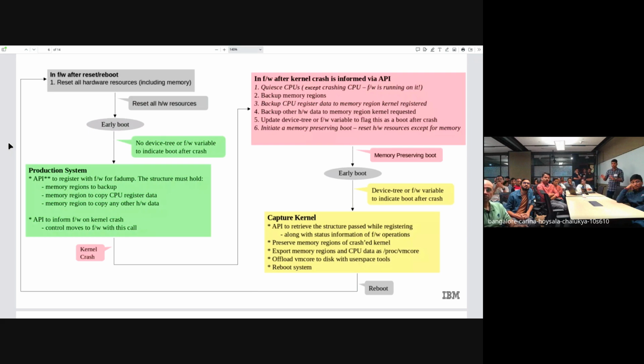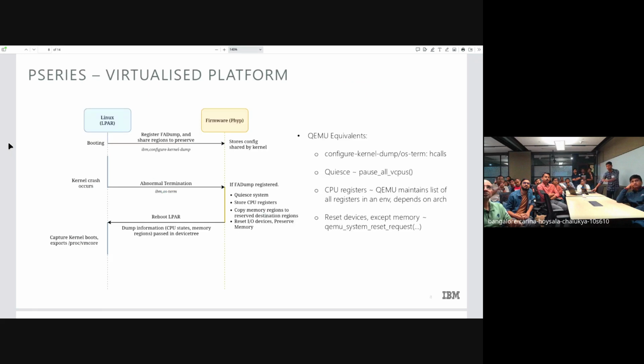Like, you have all the memory regions, you have data on what were the memory regions, what are the CPU registers, you export /proc/vmcore, and after this it's the same story for FADump and KDump, so I will not be covering anything after the generation of vmcore. This is the overall flow. I will give some real examples for both of them.